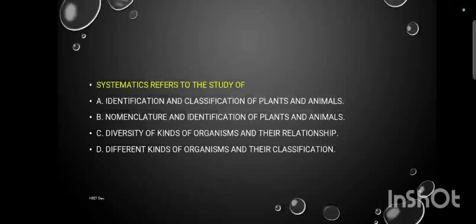Question. Systematics refers to the study of A, identification and classification of plants and animals. B, nomenclature and identification of plants and animals. C, diversity of kinds of organisms and their relationship. D, different kinds of organisms and their classification. So here the answer is C, diversity of kinds of organisms and their relationships.